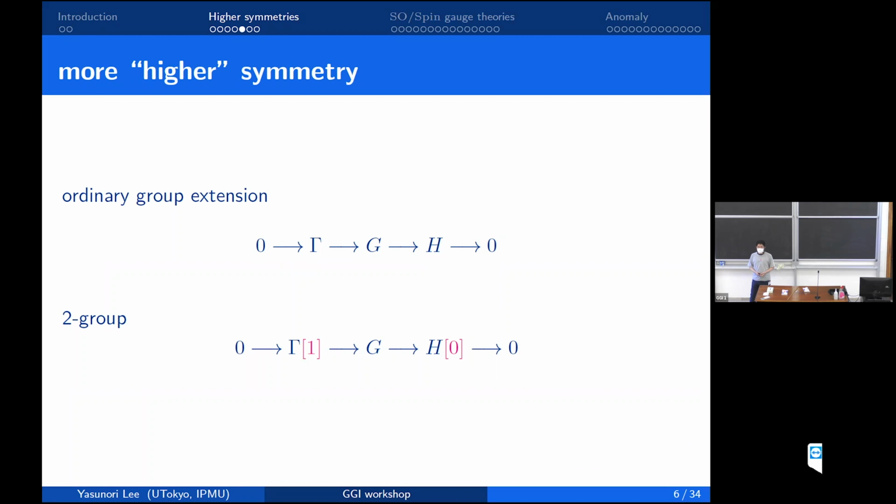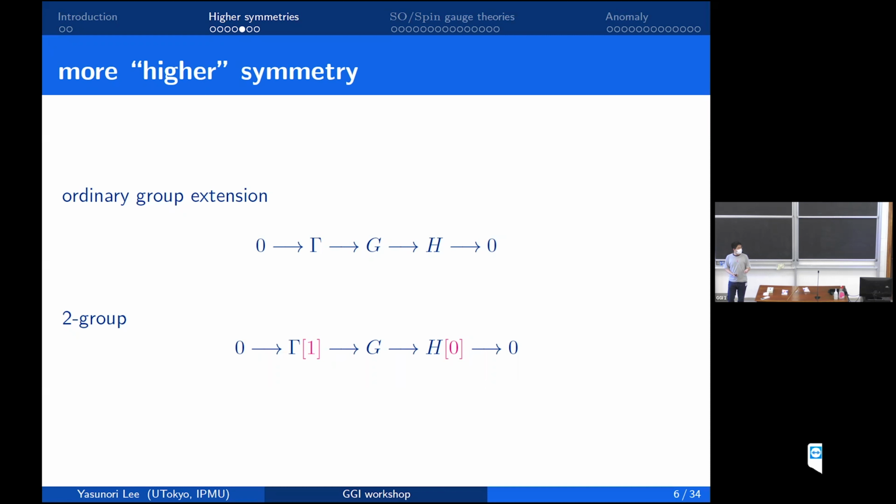So we know that there's something called group extension. If you have two groups, H and gamma, you can combine them into a larger group G, which is not necessarily a direct product of H and gamma. For example, if you take H to be Z2 and gamma to be also Z2, one possible combination is of course Z2 times Z2, but you can also have Z4 as a combination, which is Z2 non-trivially extended by the other Z2. So that's the group extension.